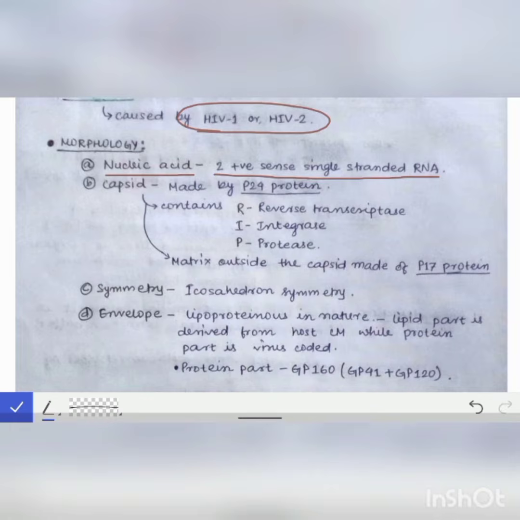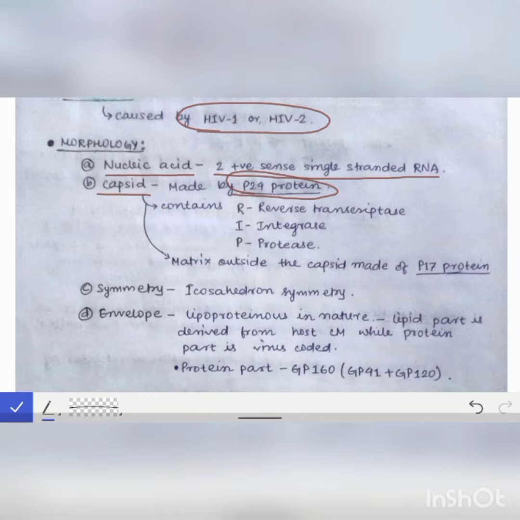Now coming to the capsid. In all viruses, we have the nucleic acid, and surrounding that nucleic acid is a capsid which is made up of capsomeres. This HIV also has a capsid which is made by the P24 proteins. This P24 protein is very important for us. We will see it later in the diagnosis part. What is the importance of that?